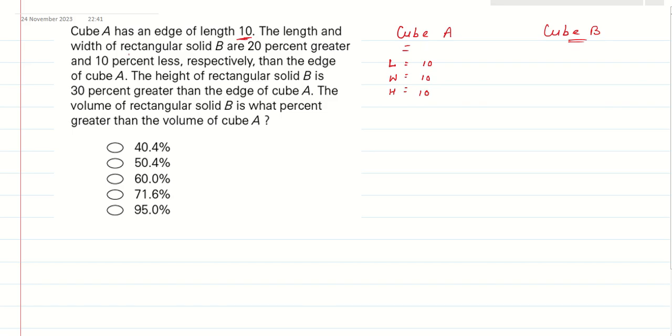The length of rectangular solid B is 20% greater than that, so length would be how much here? 20% greater, no? 12, correct? 12. And what about the breadth? Width, 10% less, so 9. What about the height? So 13, correct, no?